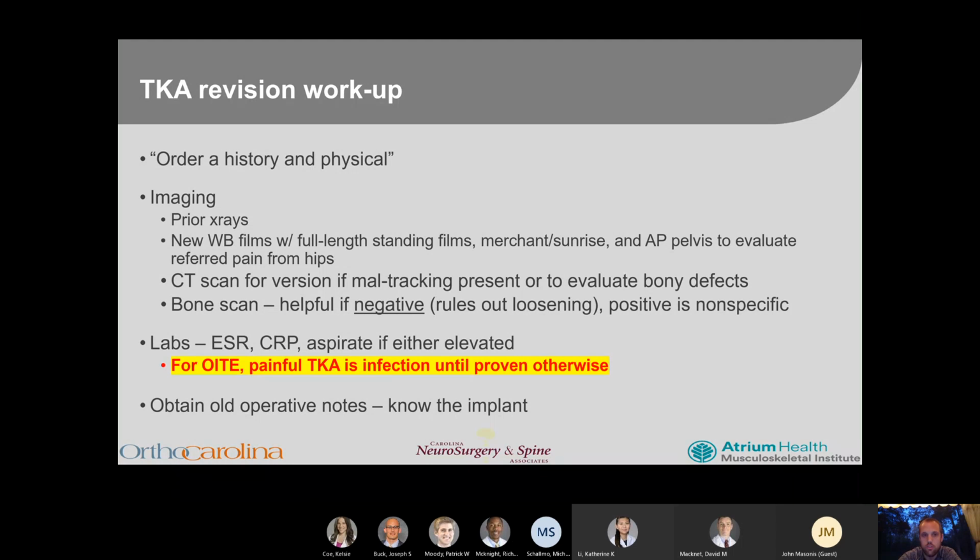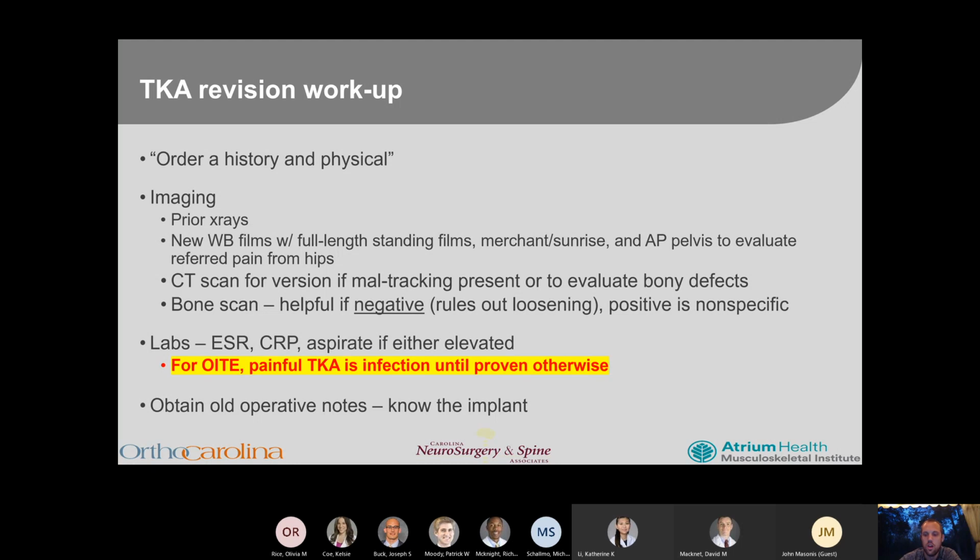For the workup of a painful total knee, again, like many other things, it always has to start with a history and physical. Prior x-rays are important, especially if you have anything preoperatively to kind of show what was going on before the total knee was done. And you can see there the standard films that you would get in the workup of a painful total knee.